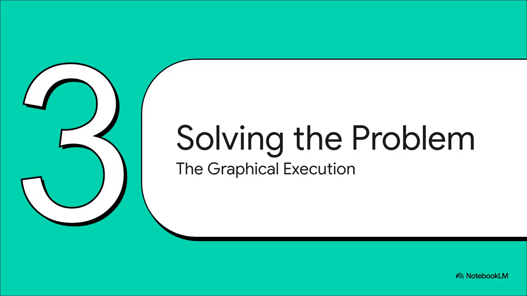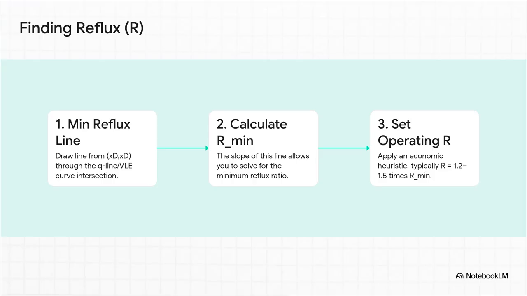Okay, our workbench is all set. We have all the lines, all the curves we need. Now it's time to actually use it and solve this thing. Let's find our answer. First things first, we need to decide on our operating reflux ratio.